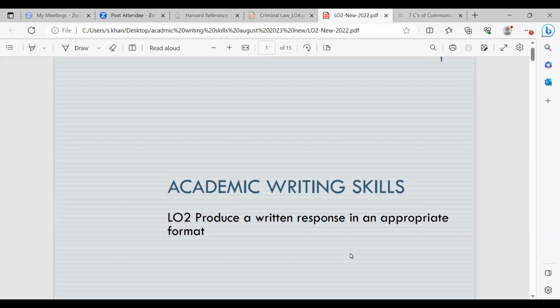So in the last session, we looked at learning outcome 1, okay, and we looked at what is academic writing. We also looked at the importance of academic writing. Can you give me an example of why academic writing is important? It helps us to write proper documents, proper writing.